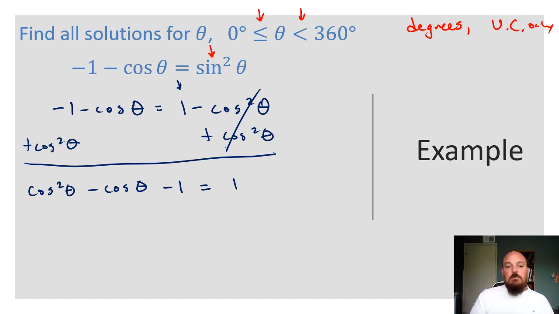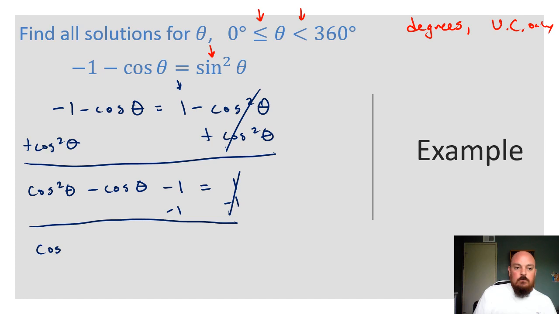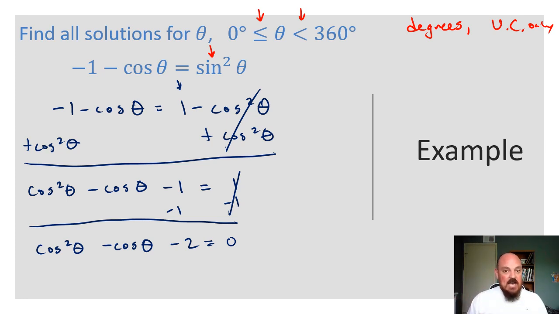So now let's subtract 1 from both sides, and cancel that out, and now we've got it equal to 0. So remember what we talked about back in 10.1. We have that perfect quadratic pattern, but instead of being a nice simple x, it's a cosine theta. It's one thing squared, and then a term of that thing, and then a number term. So I could factor this one the same as I would factor x squared minus x minus 2 equals 0.